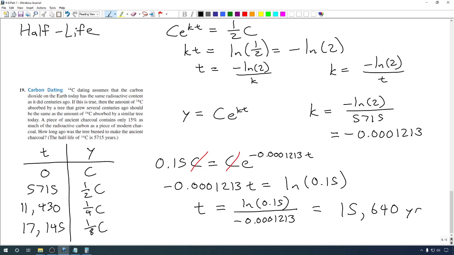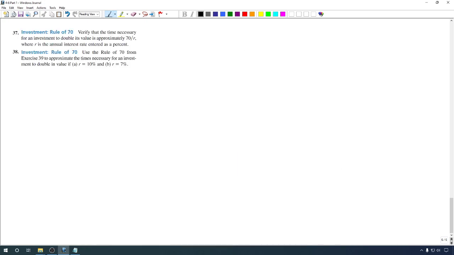But at least it's consistent with that idea. We can also apply this to the world of investment. So here we talk about a rule about how long it takes for the amount of an investment to double its value, where we were told to derive some rule of 70.